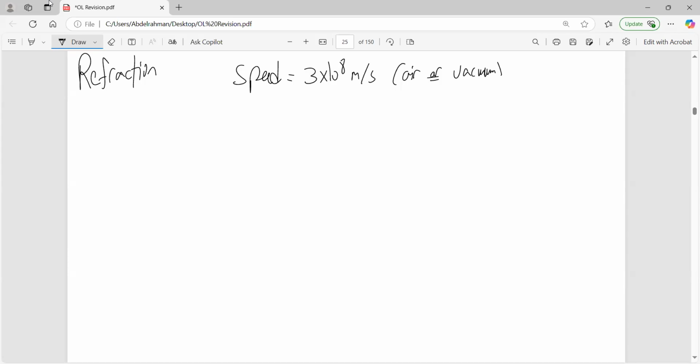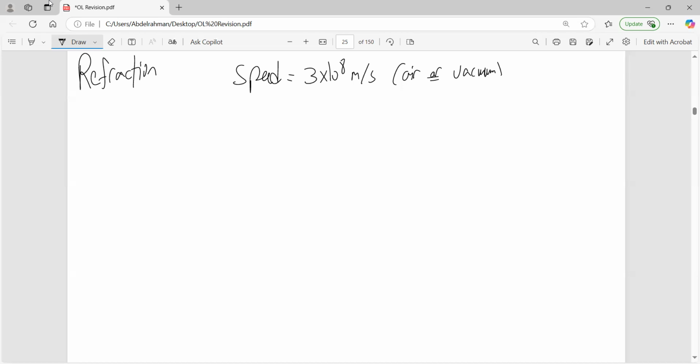Actually, what happens when light moves from air to water or from air to glass? It starts to refract. The question is, why does it refract? Why does it bend? Why does it change its direction? As it's moving from one medium to another, the density of this medium increases.